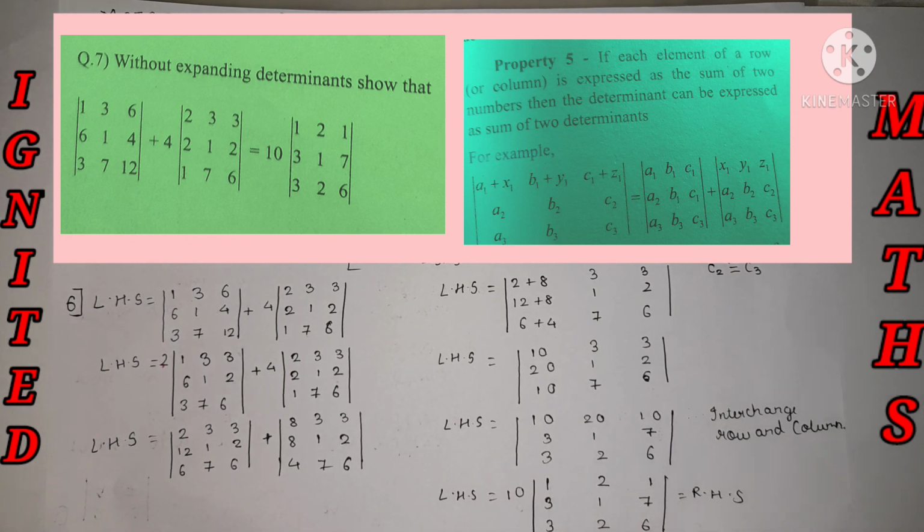Why? To get the RHS term. All these terms come in row 2 and row 3. So how can I bring it? For that purpose I have interchanged the row and column. Yes, I have done it. Now this 10 is common from row 1, so I took it as common and I got the RHS value.